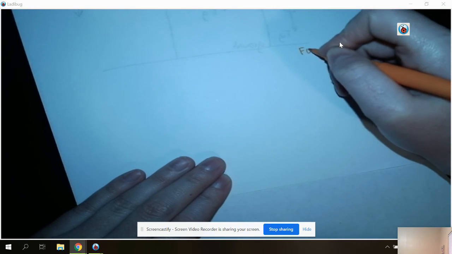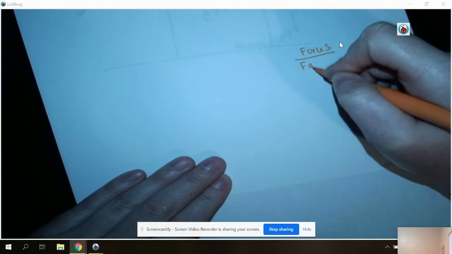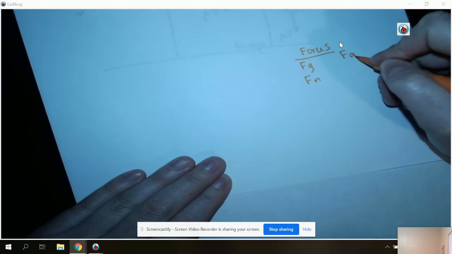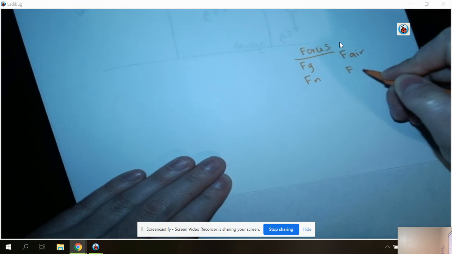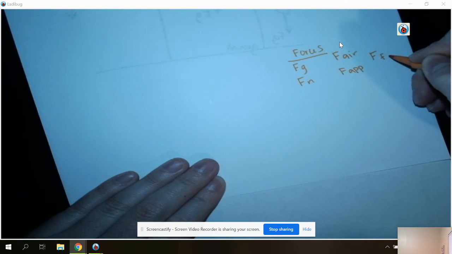Okay, so I am going to switch out pens real quick. Okay, and quick reminder of my forces cheat sheet. I have force of gravity, force normal, force air resistance, force applied, and I have force of friction.